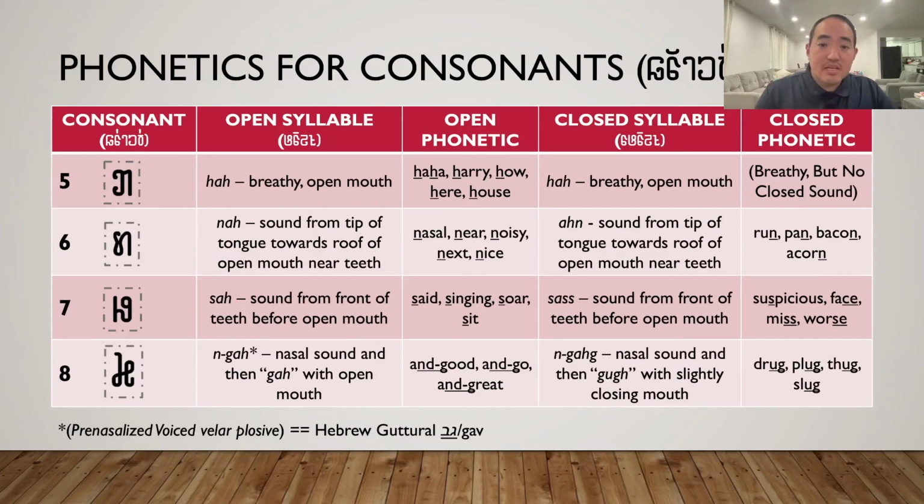The closed syllable is ngug, right? The nasal sound is produced first and then the g at the end with a slightly closing mouth. It's not so much an open mouth anymore. You'll hear this in the ending of words like drug, plug, thug, or slug. That's how you produce the closed syllable sound for nga, ngug. Now let's move on to the next one.